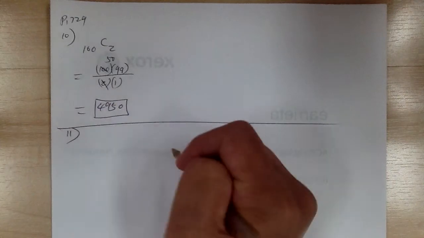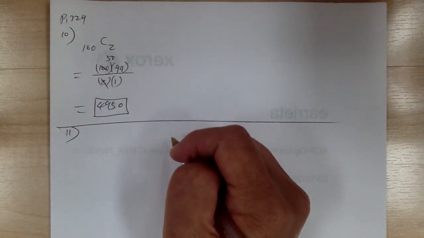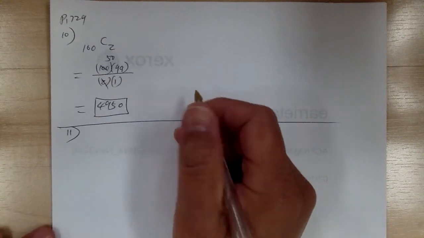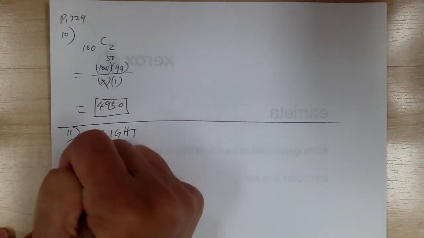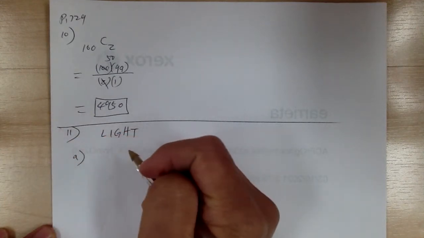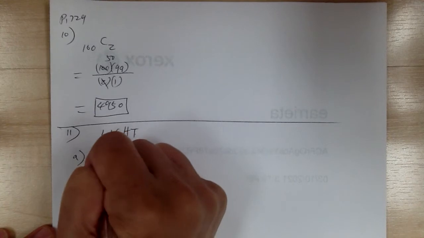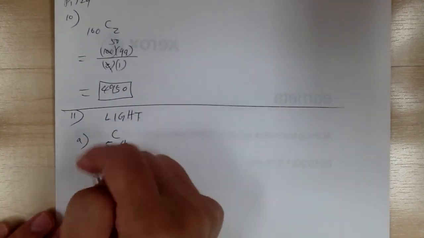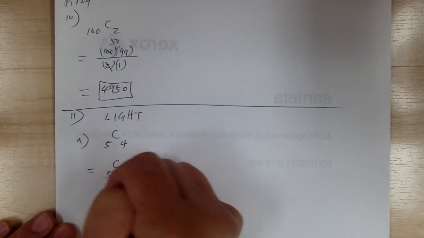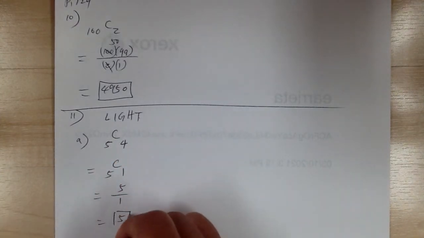Number 11. How many combinations can be formed using the letters of the word LIGHT? So you have L-I-G-H-T. In part A, you're taking 4 at a time. There are 1, 2, 3, 4, 5 letters, so 5 letters taking 4 at a time. This is equal to 5C1, so the answer is 5.